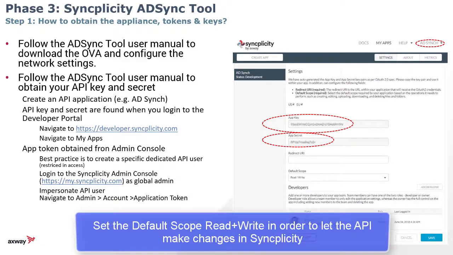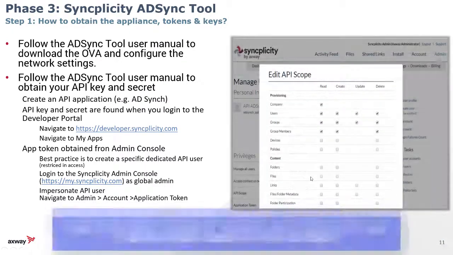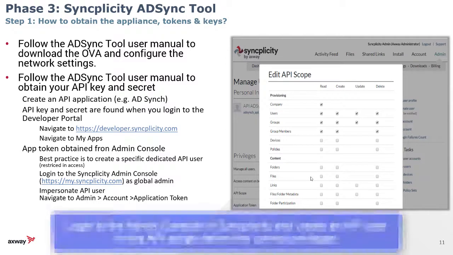I would also recommend you to set the default scope to read-write. Note your app key and your app secret. Log into the Syncplicity admin console. Create a new user, an API user. In the API user, you can also define the API scope. What can that API user do in Syncplicity?